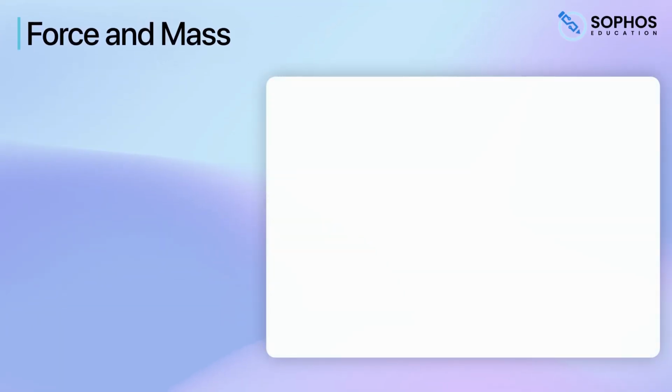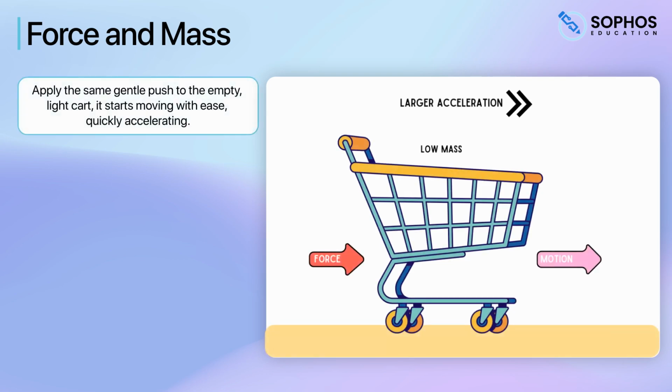Now let's introduce the concept of mass into our understanding of force and acceleration. In our example, consider pushing two different shopping carts, one that's empty and one that's fully loaded with heavy groceries. When you apply the same gentle push to the empty light cart, it starts moving with ease, quickly accelerating. The cart has a low mass, so a small force is enough to make it pick up speed with little effort. But what happens with the heavy cart?